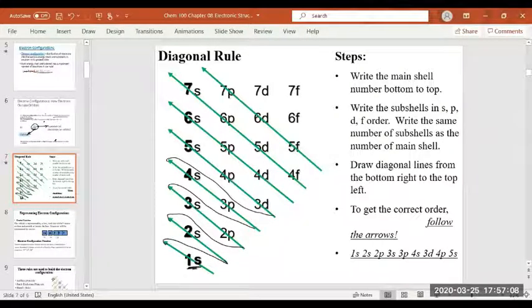So be careful, look here. We will fill the 4s before the 3d. Then we will fill the 4p, 5s, 4d, 6s, then 4f, and 5d.